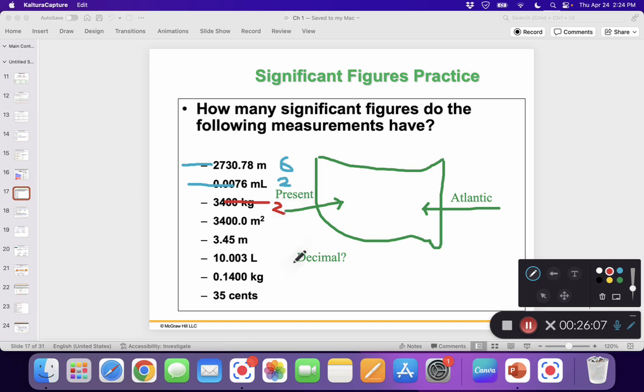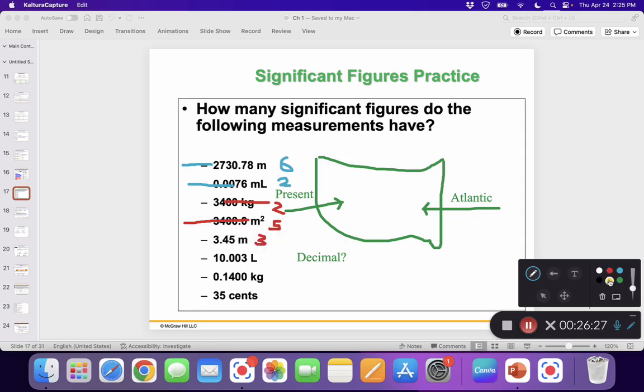I think now without thinking a lot, you can try on these questions. Decimal means I have to go from this side. So 1, 2, 3, 4, 5. All of them are sig figs, right? This is all non-zero numbers. So 3 over here.